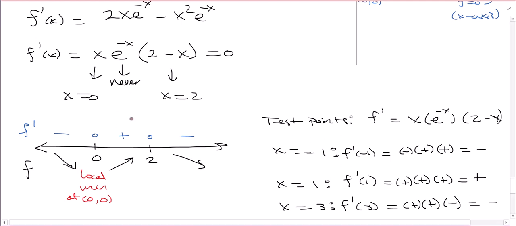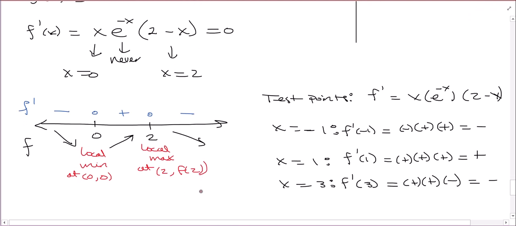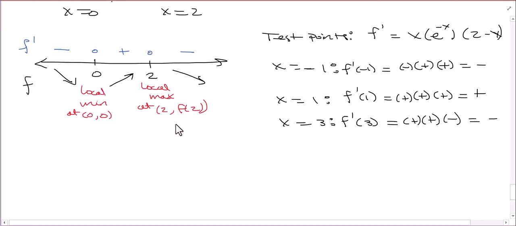So what do we have at 2? You're going to have a local max at 2 comma f of 2, right? Original function, f of 2. So we'll have to figure out what that is. Well, I guess we can do that. f of x was x squared e to the minus x. So f of 2 is 4 e to the minus 2, or 4 over e squared. So that is your local max value.